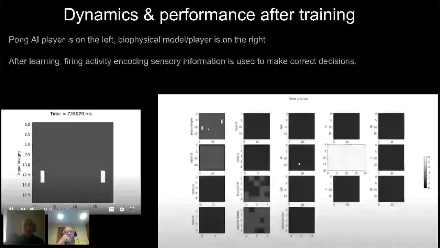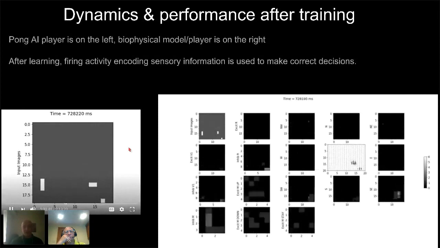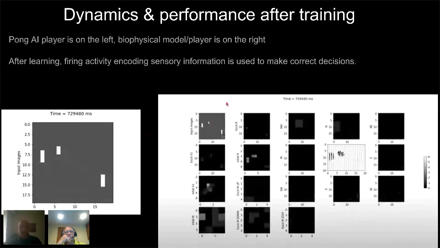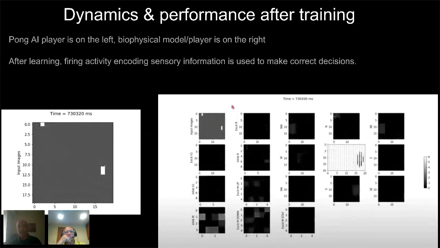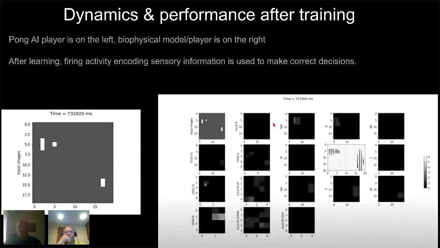And now I'll show videos of the trained model. On the left is the AI player, on the right is the trained model. This just shows a segment of the activity where the model was performing well, and it hits the ball and scores a point, and then after a few volleys it is also returning the ball. And this shows the activation in different cortical layers and populations.